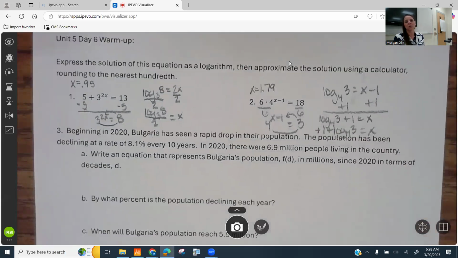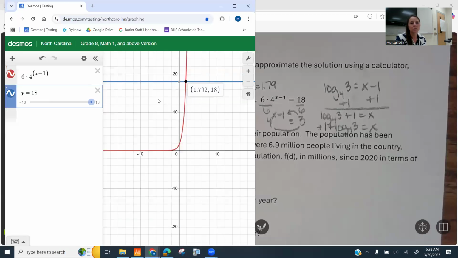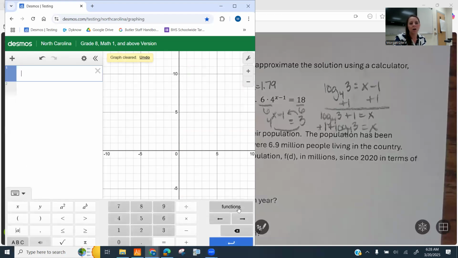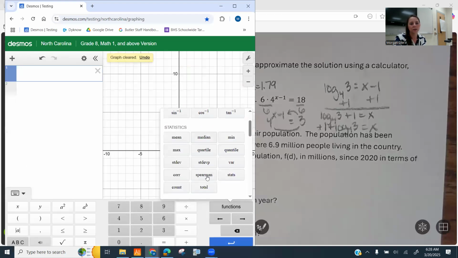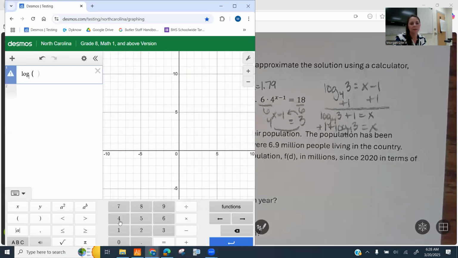All right, so if we throw this in, I'm going to throw it into Desmos just so we can recall that. Here, log is down underneath functions. Go down to calculus. It's right there, log base 4. Arrow, so the 3's inside the parentheses. Now close the parentheses, and then the plus 1 is outside.